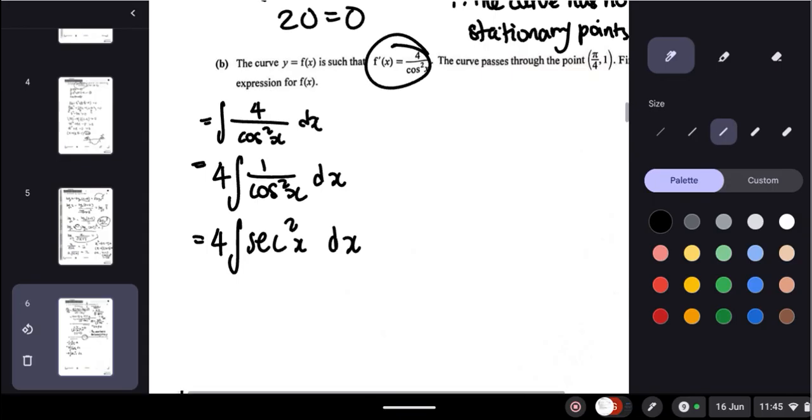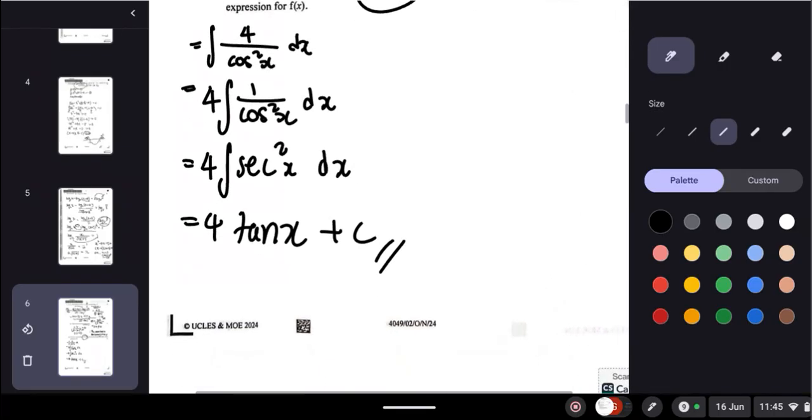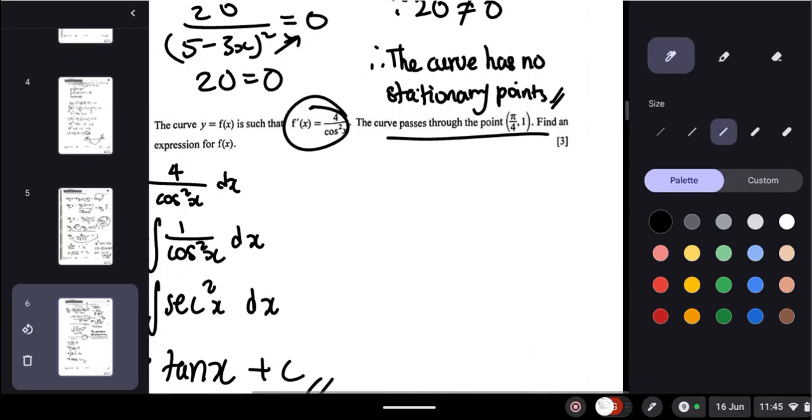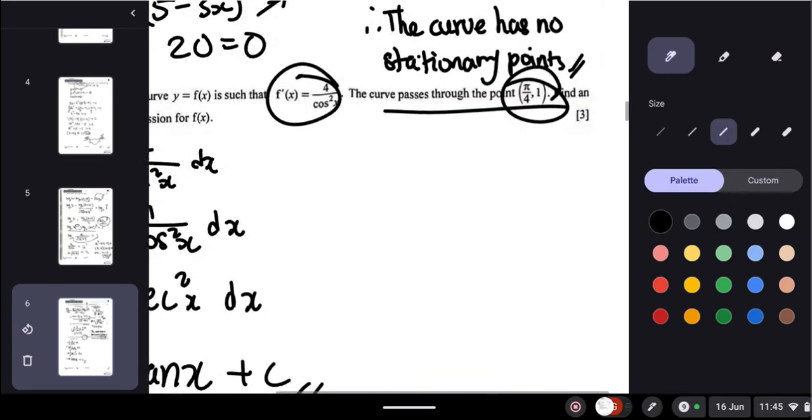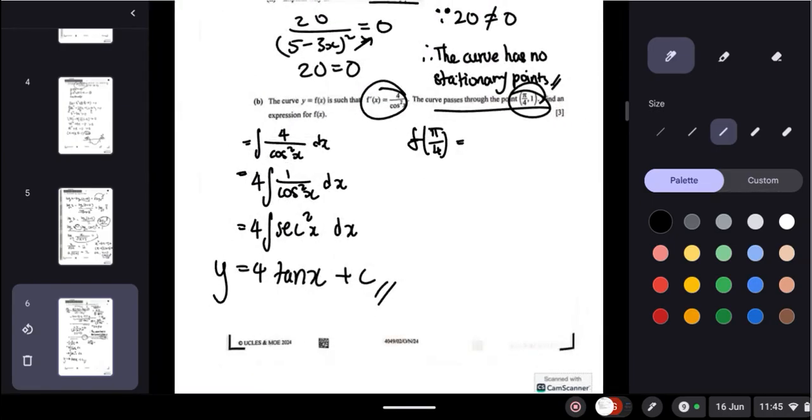So if you integrate secant squared x, what do you get? Tangent x. Okay, so simple. Tangent x plus c. Remember to put your plus c. Now, this is basically the curve passes through these points. So f of pi over 4, we start with x first, and y is 1. So this is y basically. Okay, simple.